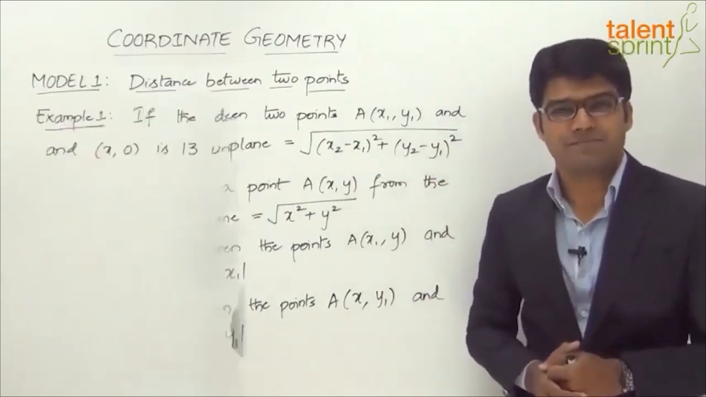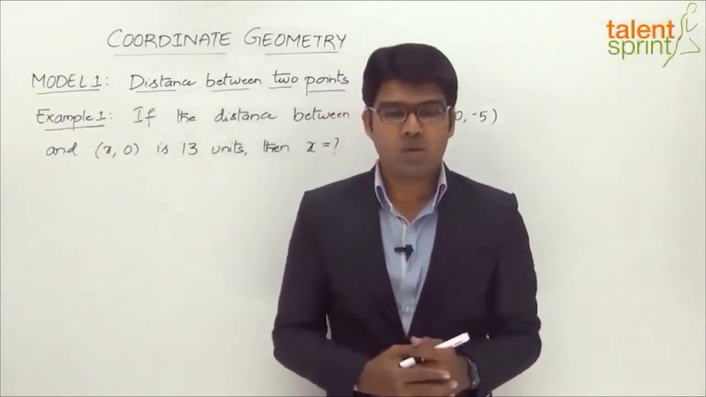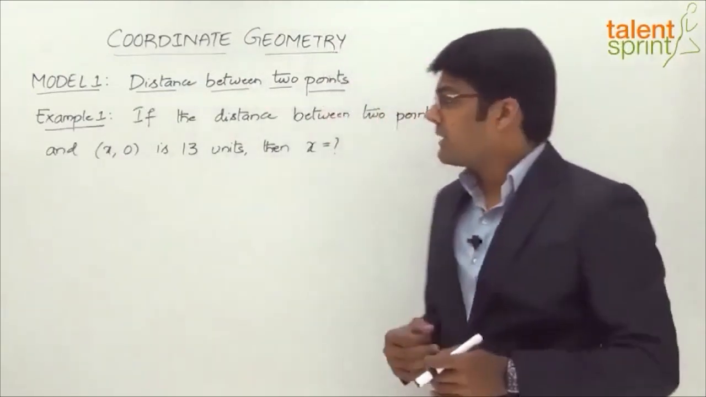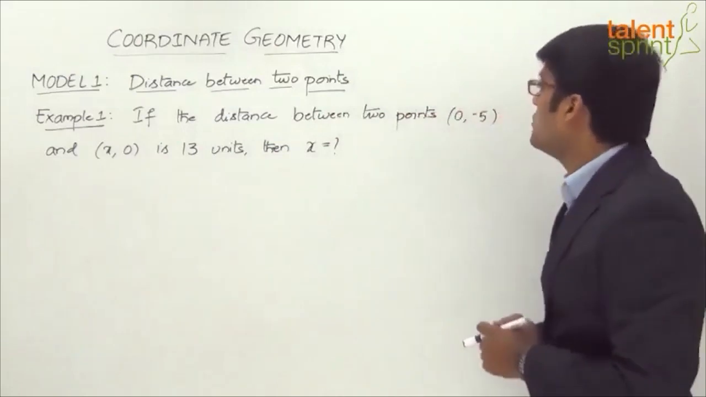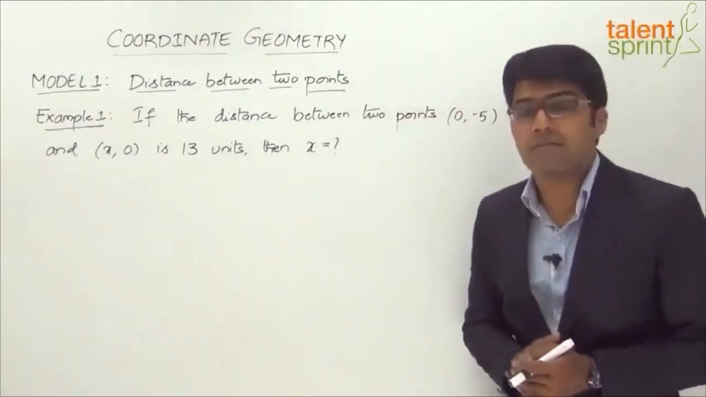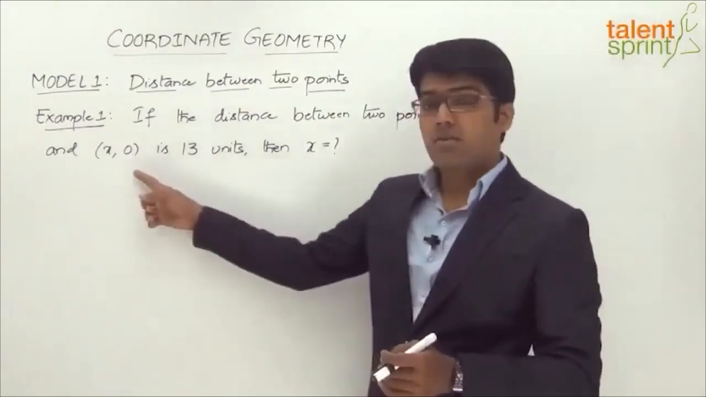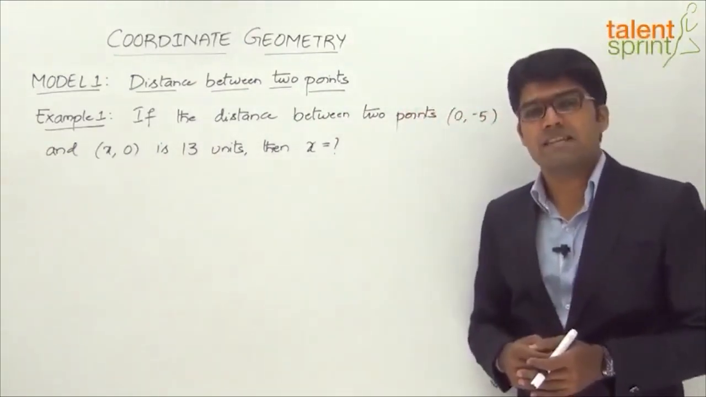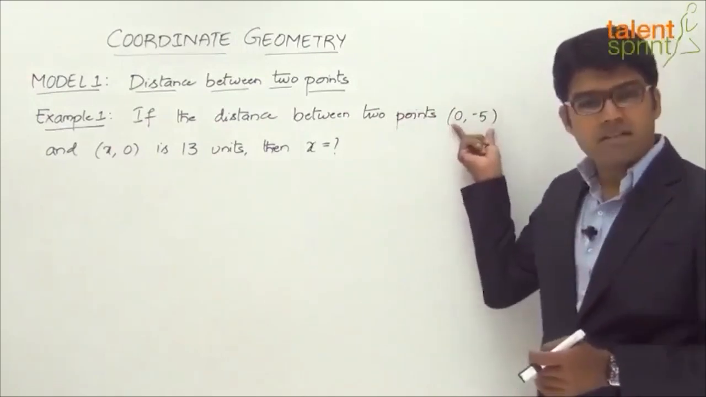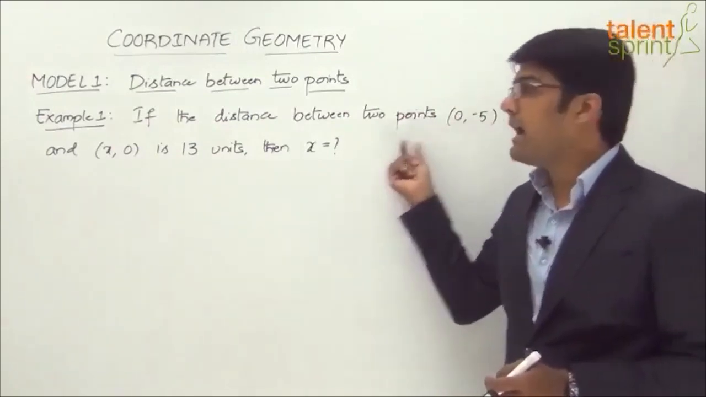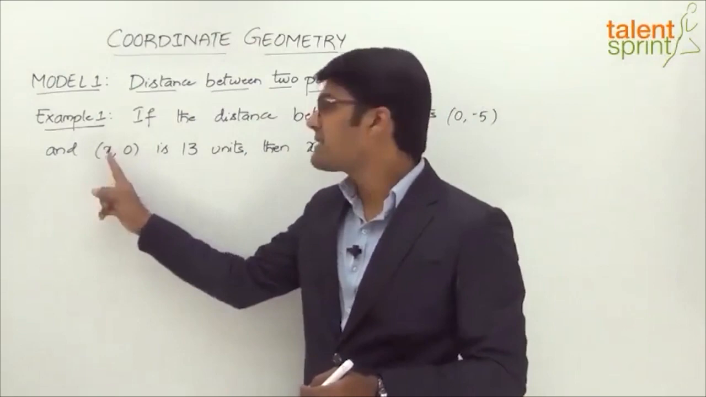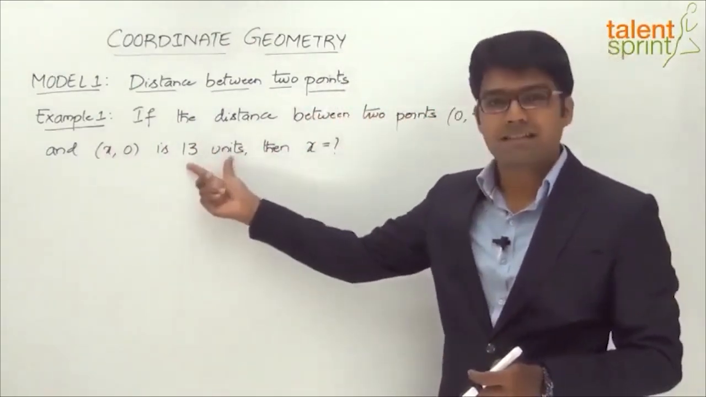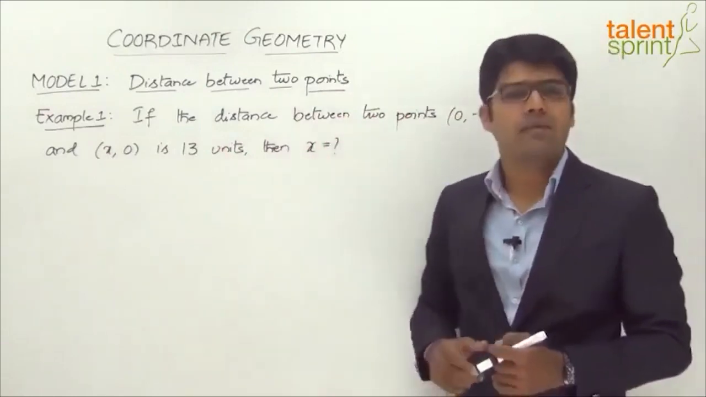Let us now take the first example from model 1, which is about calculating the distance between 2 given points. The question here is, if the distance between 2 points (0, minus 5) and (x, 0) is 13 units, then x is equal to what? So as you see here, we have got 2 points. First one is (0, minus 5) and the second one is (x, 0). x is the variable there, an unknown value. The distance between these 2 points is given as 13 and we need to find out the value of x.